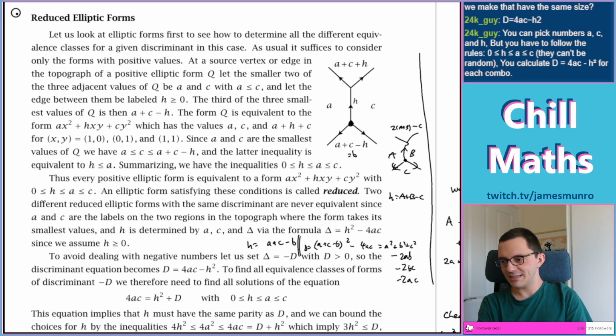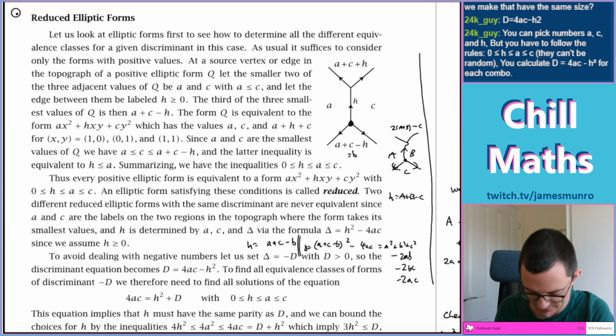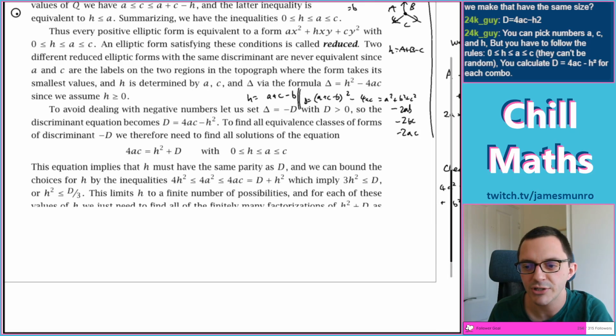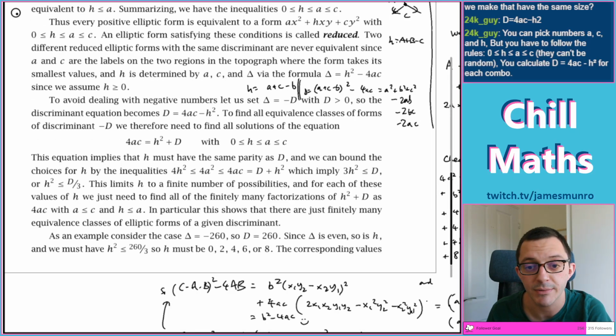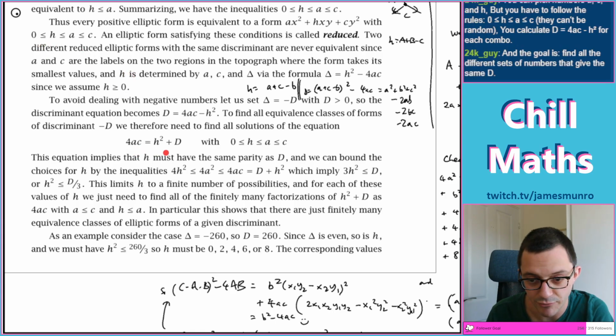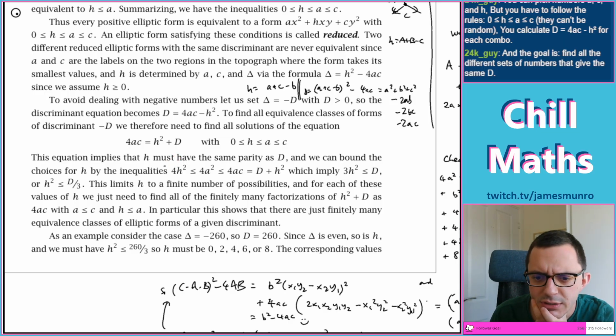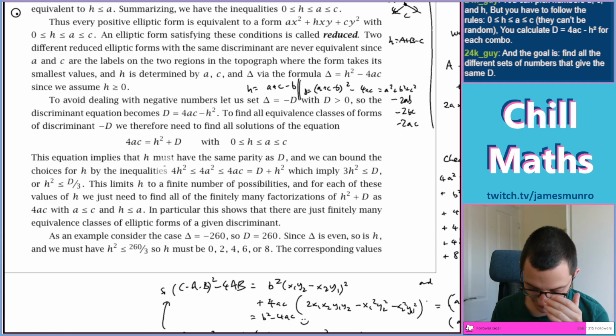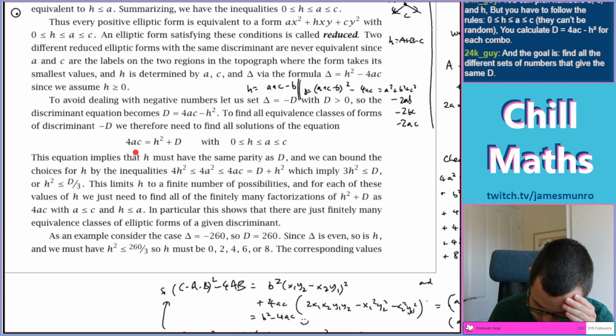Yep. You're just going to check all of them. Yeah, cool. So I'm going to read the textbook because the textbook has got rules for how I can check systematically, which is what I would like to understand. Good. Okay. So we've got these inequalities and we've got this rule. Find all equivalence classes and forms. We need to find all solutions. Right. And then there's a parity argument. Okay. Because of the form. Bound the choices for h by the inequalities.